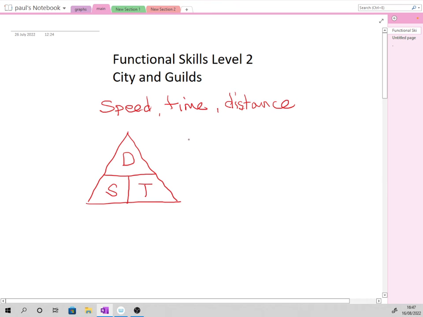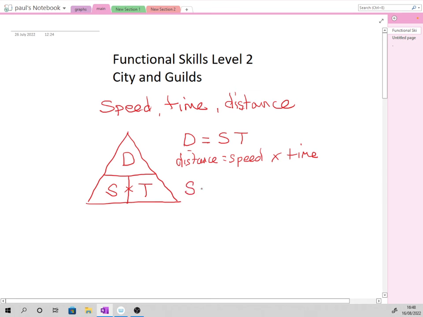So if we take the top one, the distance equals these two timed together. Speed times time. Remember, we don't need to put a little multiply sign in there, no need to write it longhand. Distance equals speed times time. Now, what about if we want to know what the speed is?